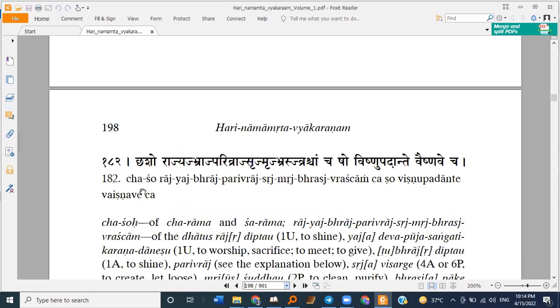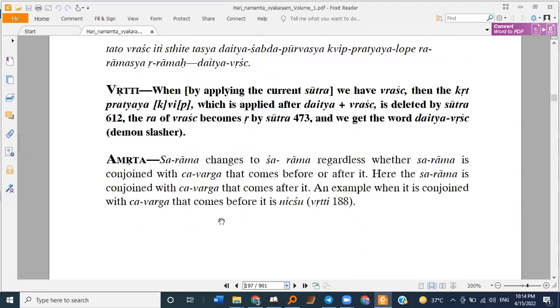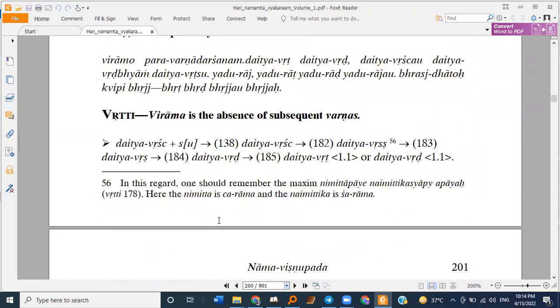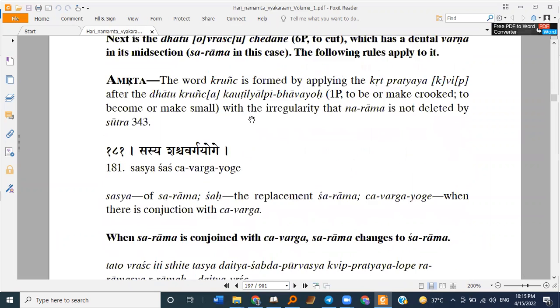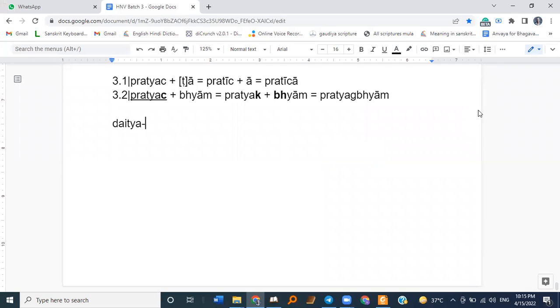Interesting. One of my favorite sutras is coming up. The next word is Vrashtu. Daitya Vrisht. Yeah, that is the dhatu. So the word is Daitya Vrisht. Nice section, actually, quite logical and technical. It's written in this way, Daitya Vrisht. And this Vrisht is basically coming from a dhatu, which is Vrashtu, O Vrashtu Chedane.